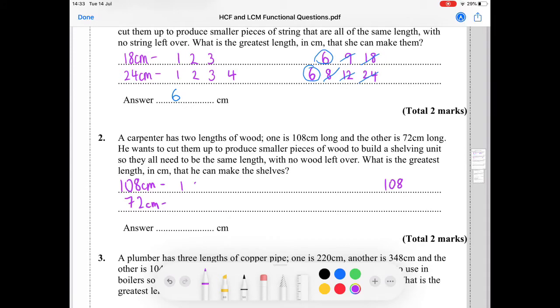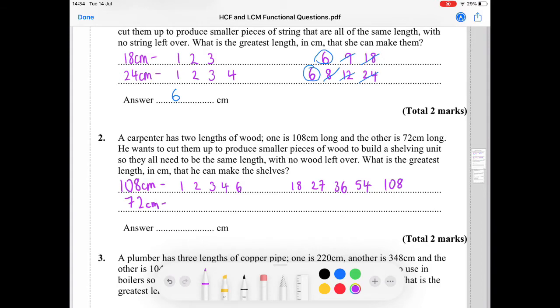We've got 2 times 54. We've got 3 times 36. We've got 4 times 27. Now 5, that's not going to go into 108 because 108 doesn't end in a 5 or a 0. What about 6? We've got 6 times 18. What about 7? 7, no, 7 not going to work.